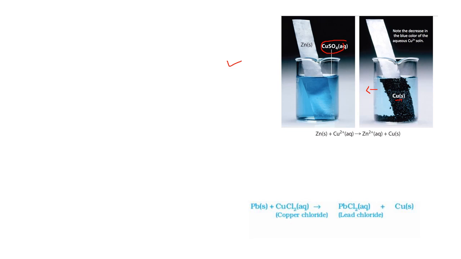Zinc, being more reactive, displaces copper from copper sulfate solution, right? This is an example of single displacement. And here you can see another example of displacement reaction, lead with copper chloride, and copper will be replaced by lead. Okay, we are getting lead chloride and copper. So these two are extra examples of single displacement reaction.